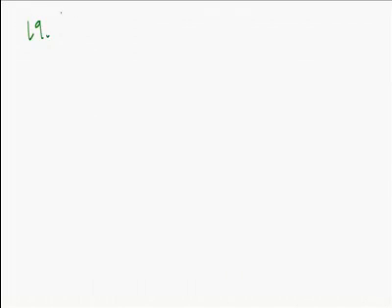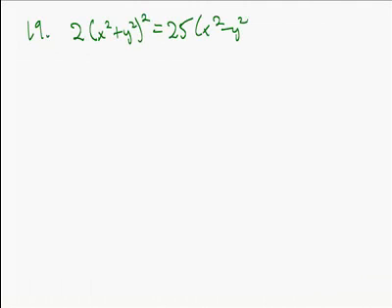Let's start with number 19, where we want to find the same thing as we did in 16. Equation of a line tangent to a curve at a particular point. 2 times the quantity x squared plus y squared, squared. We want that to equal 25 times the quantity x squared minus y squared. And we're looking here at the point (3, 1).